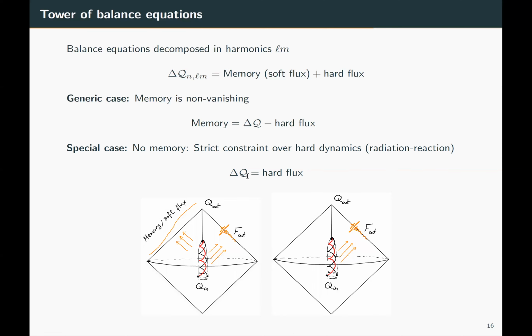So the picture that you should have in mind is that in the generic case, you have a system, for example, a binary system. Its initial state is specified by Q in. Its final state is given by Q out, and you also have the flux of radiation. These quantities specify the soft radiation, the low frequency part of the radiation, which is perhaps not directly observable. But in this specific case where the memory is zero, just knowing the flux specifies the change in the system, which is characterized by this delta Q.